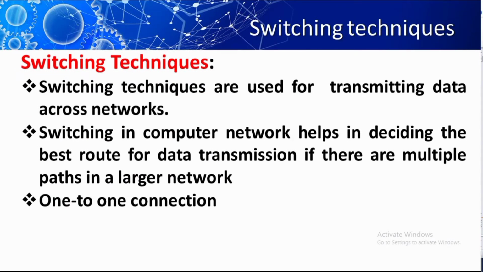Switching in computer networks helps in deciding the best route for data transmission if there are multiple paths in a larger network. The path should be best and shortest. For example, in the internet there are multiple paths between the source and destination. Switching will decide the best path between the source and destination. Switching techniques also give the feel of a one-to-one connection between source and destination.